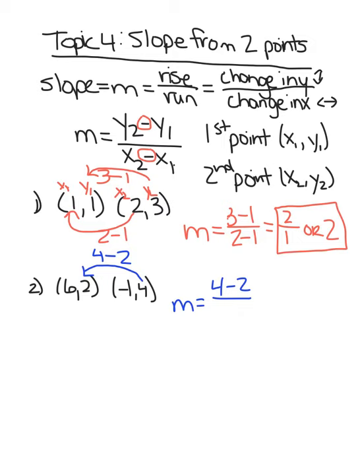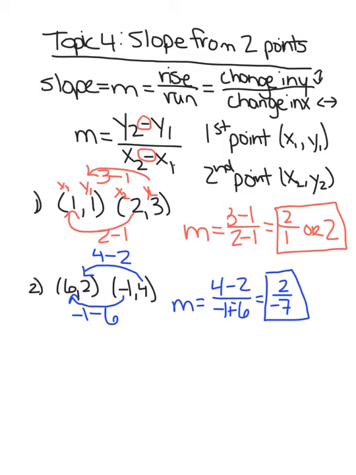And then the x's, x2 minus x1, is we start with negative 1. We're going to subtract 6. So negative 1 minus 6 is the bottom. And so we simplify. So 4 minus 2 is 2. I do negative 1. So keep, change, switch. So negative 1 plus negative 6 gives me negative 7. 2 over 7 can't be simplified. There is my slope. Negative 2 over 7.